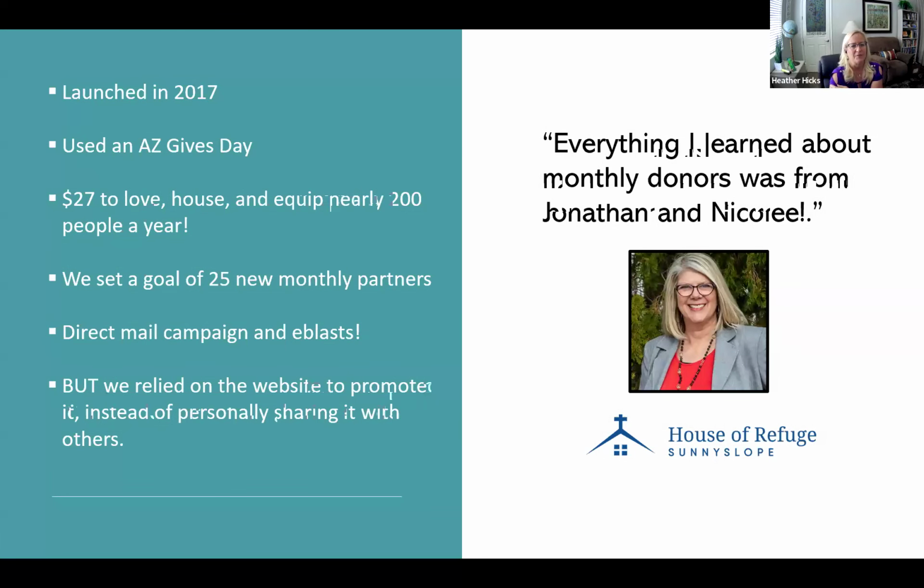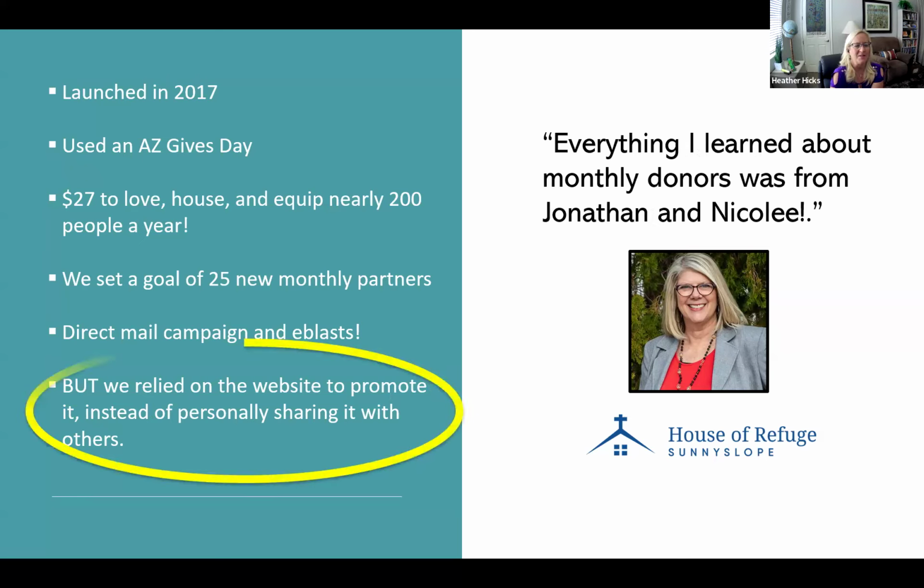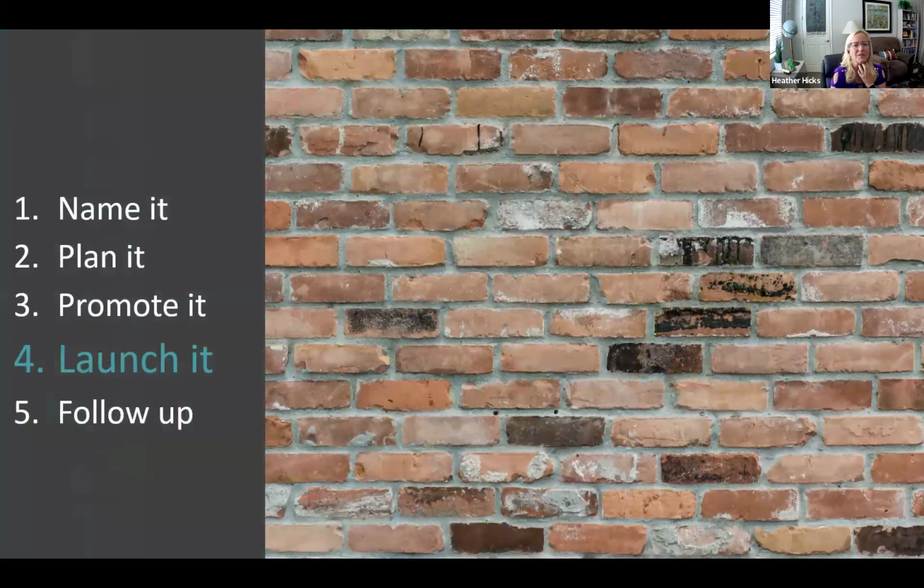And here's a good tip from Julie, who was the CEO for so many years at House of Refuge Sunny Slope, that really built their monthly donor program. She said everything I learned about monthly donors was from Jonathan and Nicole. So shout out to Jonathan and Nicole. But she said one of the mistakes she made is they relied too much on the website and emails to promote it instead of personally asking others to join. Again, it's that invitation, personally asking. When they started personally asking people, they started exceeding their campaign goals. So that made a huge difference for them.